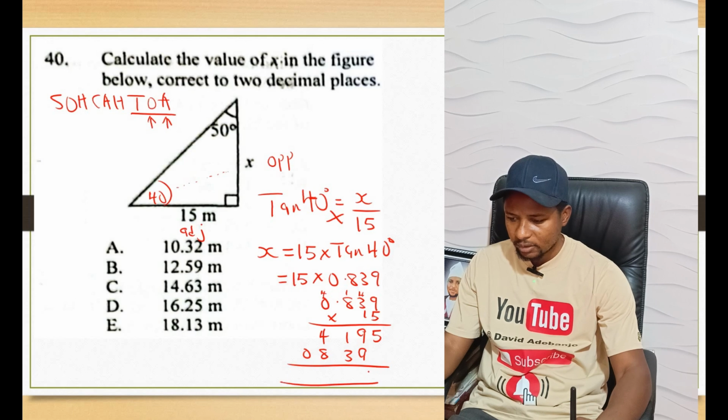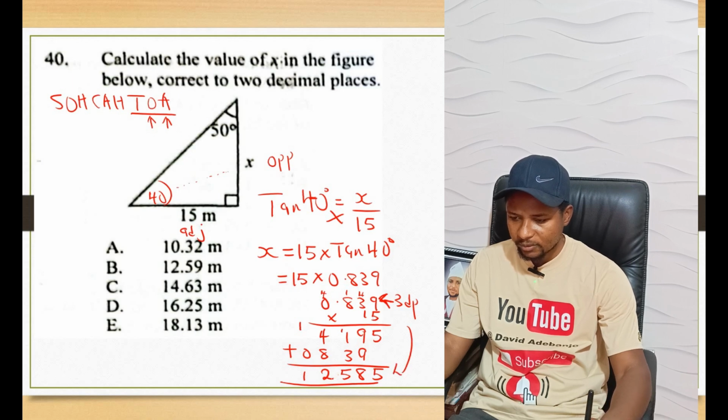So you add up, and that will give you 5. 18, carry 1, and that will give you 5. And this will give you 12, 2 carry 1, and this is the 1. And 3 decimal places, look at it. This is 3 dp, 3 dp. So 3 decimal places, so you bring it back in here. So this is the decimal point. And the question said 2 decimal places. So you're going to round this one up. And when you round it up, you have 12.59. And the answer is B.